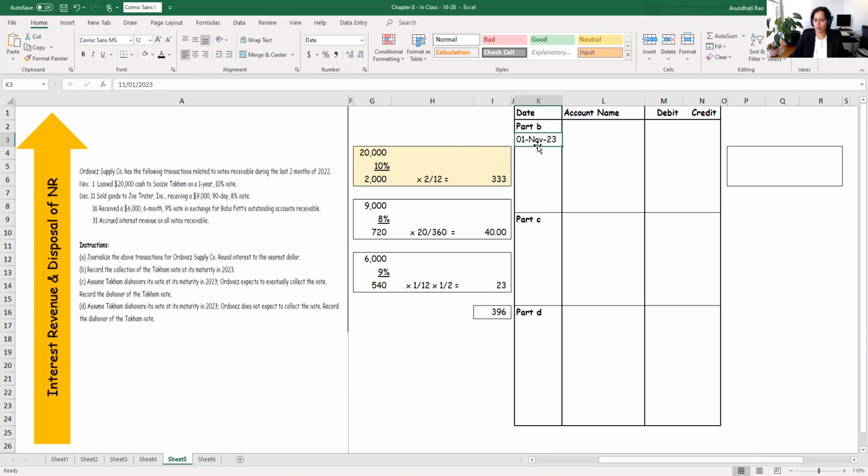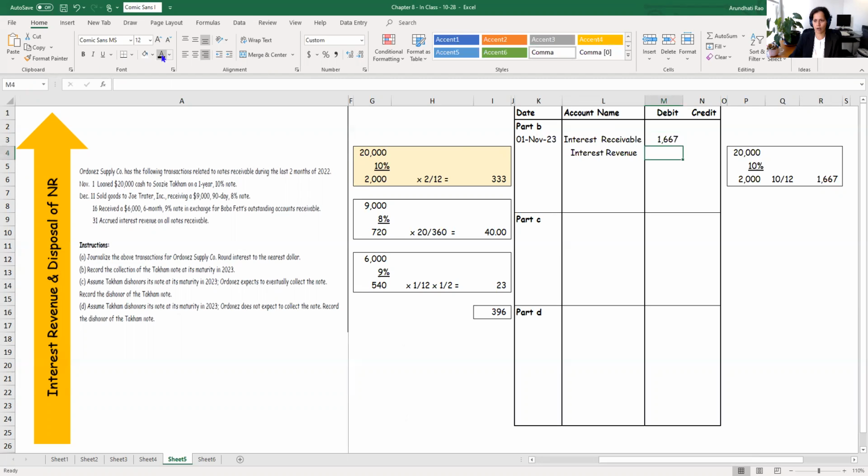Now, before we collect on the note, we need to accrue the remaining 10 months interest. So that calculation is going to be similar to what we had done before. 20,000 times 10% is $2,000. Now it's for the remaining 10 months, and that's going to be 10/12. We're going to round it to the nearest dollar, which is 1667. So my journal entry is first going to be interest receivable debit, interest revenue credit, and the dollar amount we just calculated is 1667.